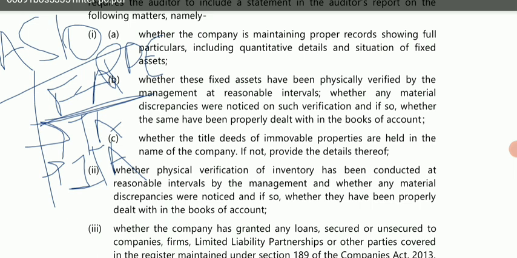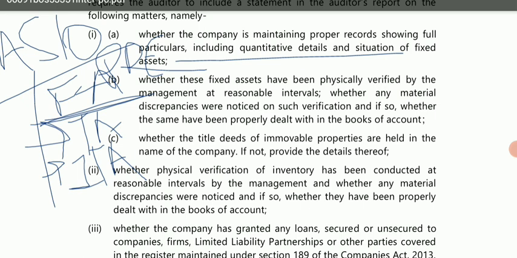Okay, so now just imagine that you are the auditor of the company and you have to make certain disclosures. You have to include certain matters in your audit report. So what all you have to disclose, just learn that. Imagine that you are the auditor. So the first point is whether the company is maintaining proper records showing full particulars, including quantitative details and situation of fixed assets. Now what I told you is that whenever you look at any balance sheet, the first asset which you will see is your fixed asset.